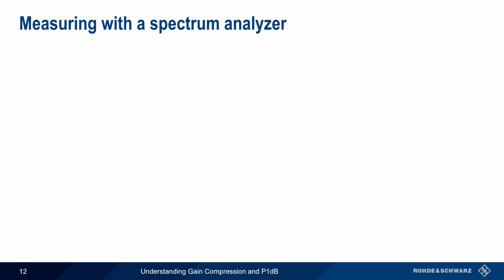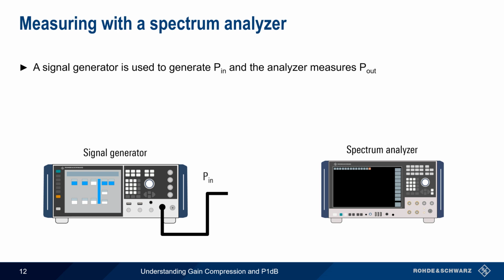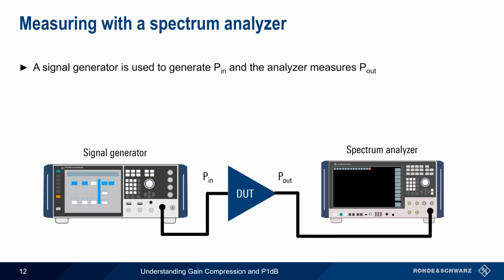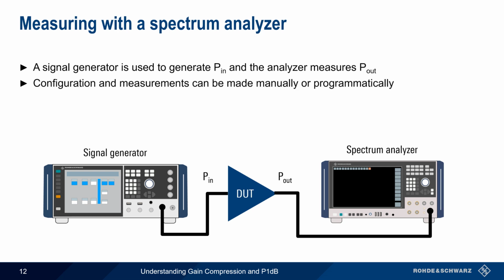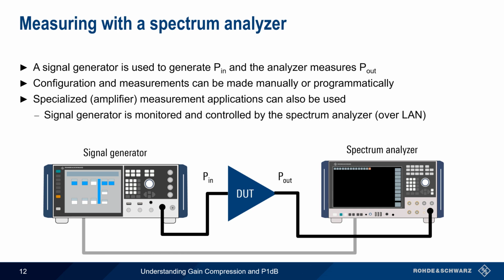A similar methodology uses a signal generator and a spectrum analyzer. Here again, the generator provides the input power, and the analyzer measures the output power. And as before, the configuration and measurements can be done manually or programmatically. Note that some spectrum analyzers have a specialized application for making amplifier measurements. In this case, the spectrum analyzer directly controls the signal generator, usually over a LAN connection. The results are automatically calculated and plotted on the spectrum analyzer itself, eliminating the need for a user-created program running on a separate PC.